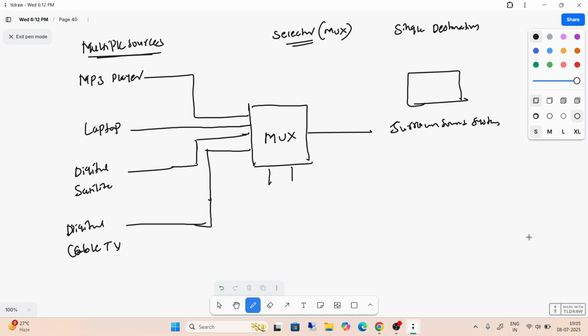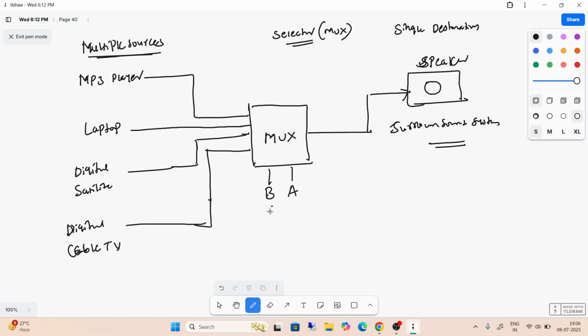Yes, sir. Okay. So if you connect to the surround sound system, that is speakers. You can connect to the speakers. Surround sound system is what? Speakers. So this is nothing but speaker.